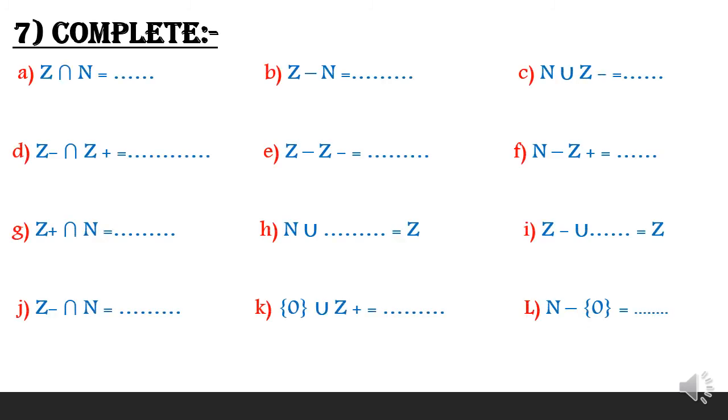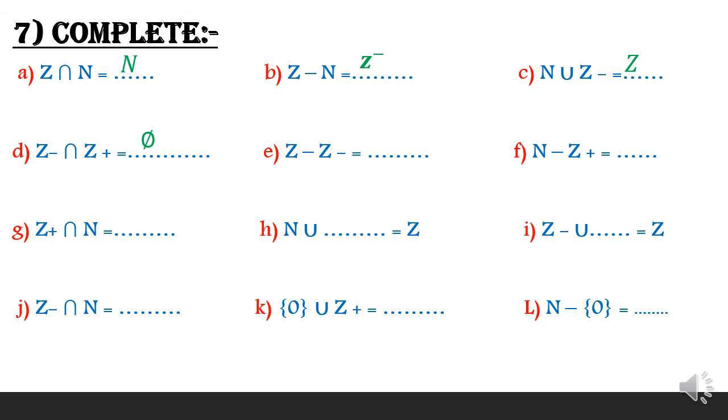Complete. Z intersection N. The common between Z and N is N. Z difference N. Z difference N equals Z negative. N union Z negative equals Z. Z negative intersection Z positive. Notice Z negative is negative numbers and Z positive is positive numbers. There are no common elements between them. Then the intersection equals the empty set.